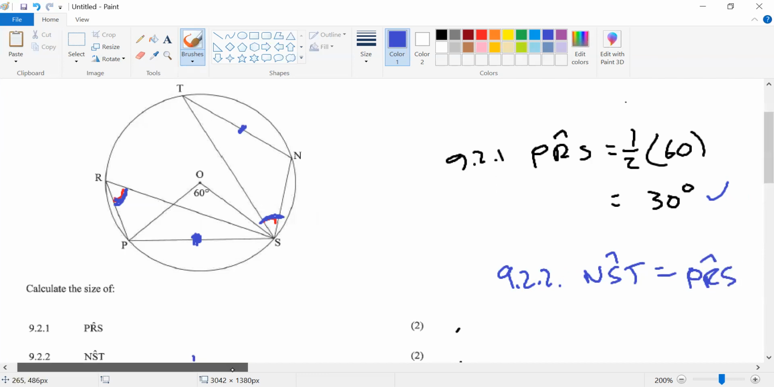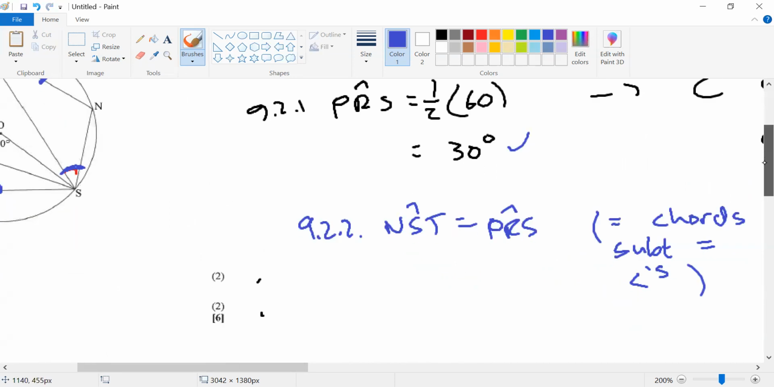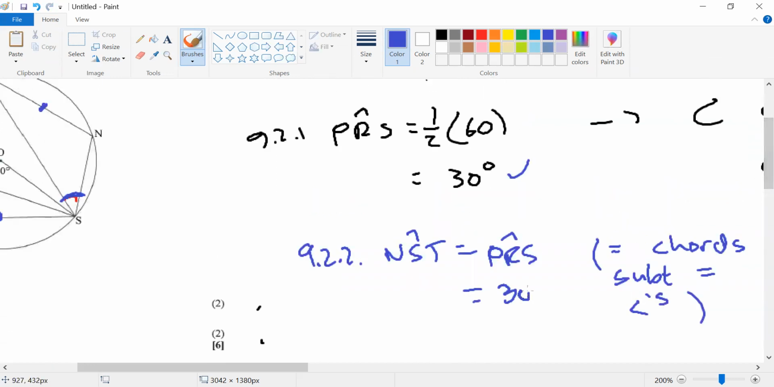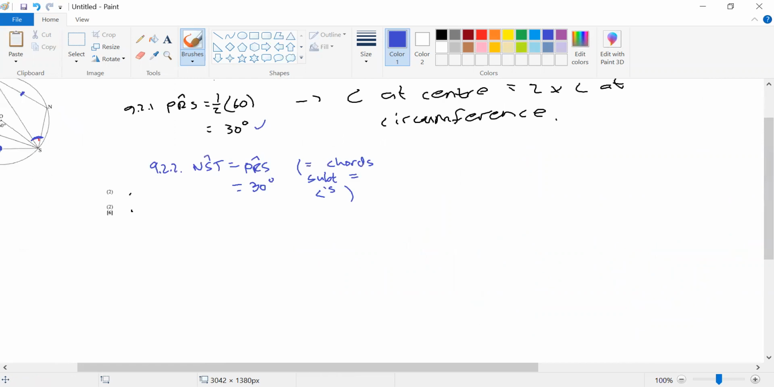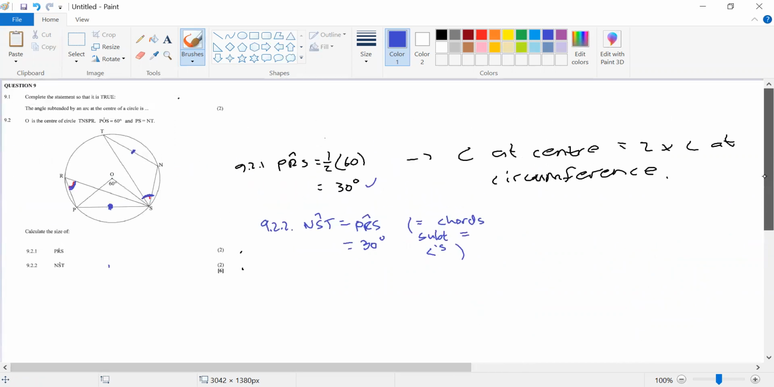And the reason for this is because equal chords subtend equal angles. And from there, all we need to do now is substitute for angle PRS, and we know that it is 30 degrees. So that is our entire problem here solved. Do you have any questions?